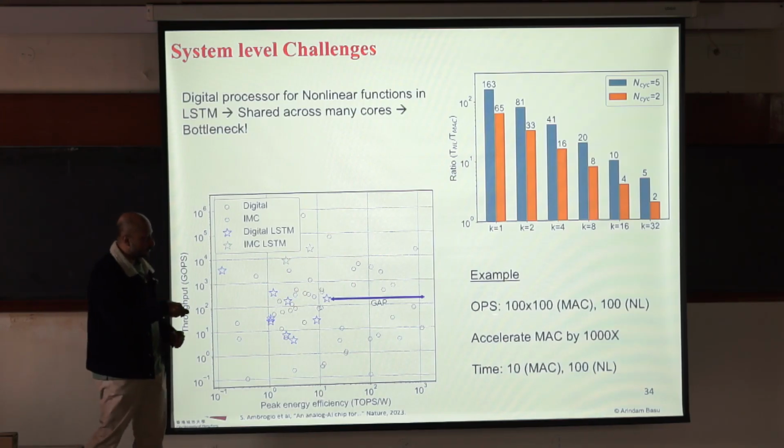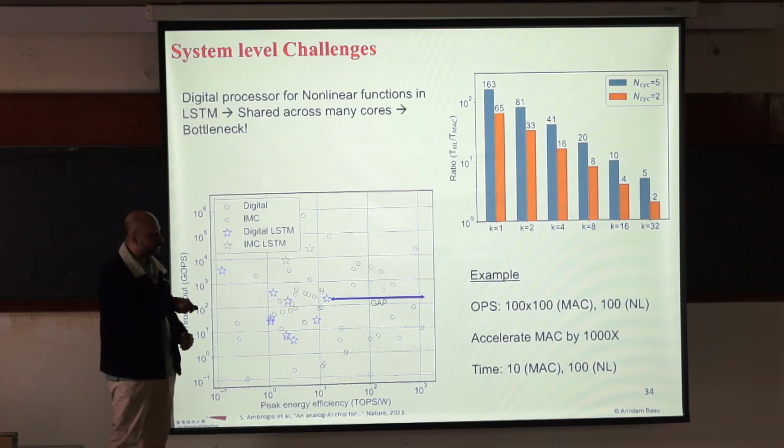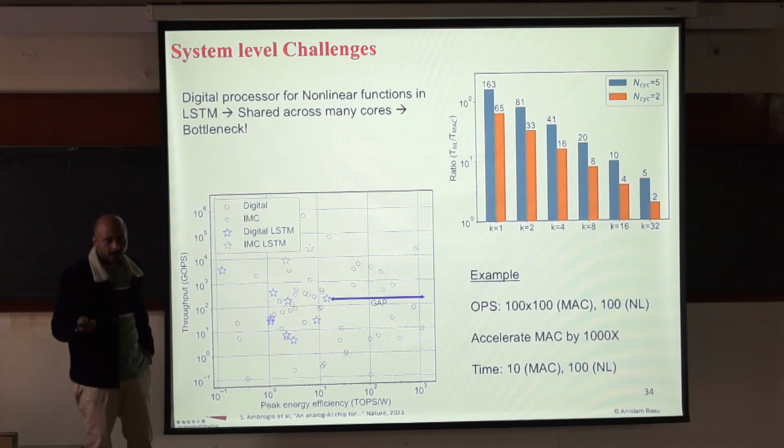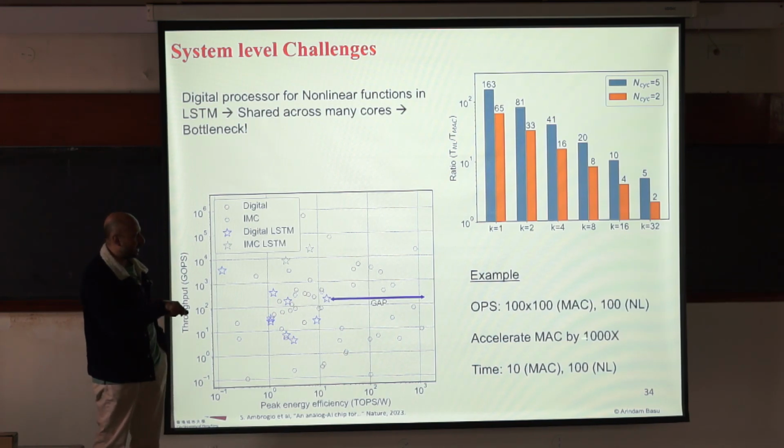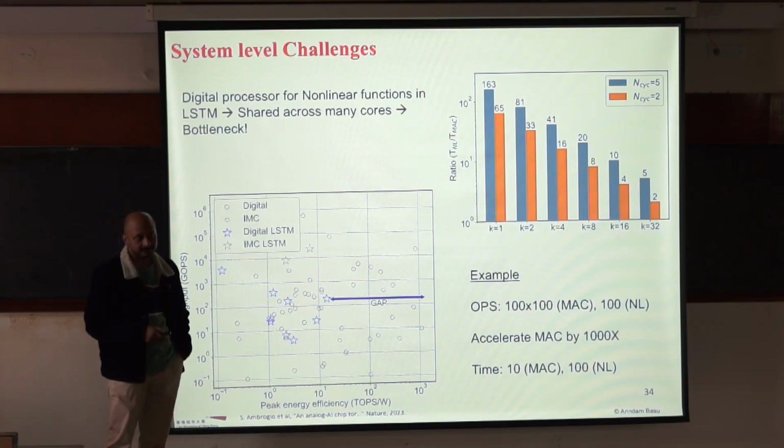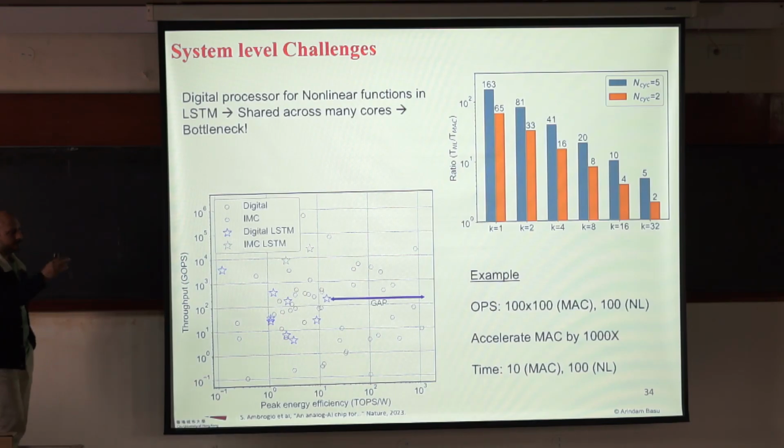Suppose I had 100 cross 100 MAC operations and 100 nonlinear operations. It's like a 100 cross 100 crossbar. And then what I did using my crossbar in memory computing, I accelerate the MAC by 1000x. So now I only need 10 units of time for the MAC. The nonlinearity still takes 100 units of time. So now there's no point in making this MAC better and better. You have to do something about the nonlinear operations. Okay? So in the rest of the talk, I'll talk a little bit about our work in the last year or so in addressing this.